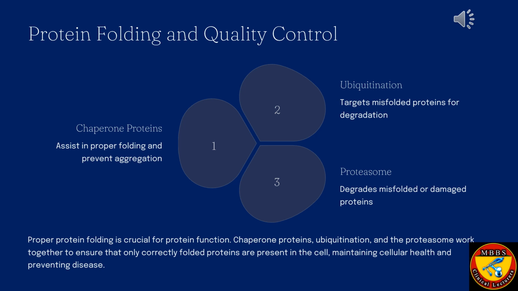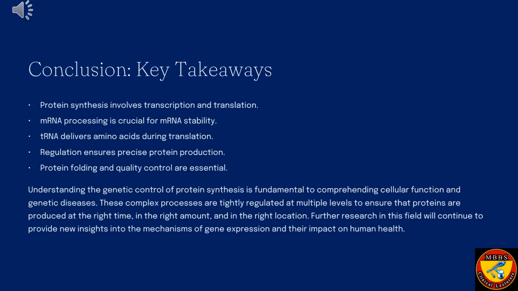Key concepts. Chaperones assist in protein folding and prevent aggregation. Proteostasis, the cellular network that maintains protein homeostasis, including folding, degradation, and quality control. Conclusion. Key takeaways.